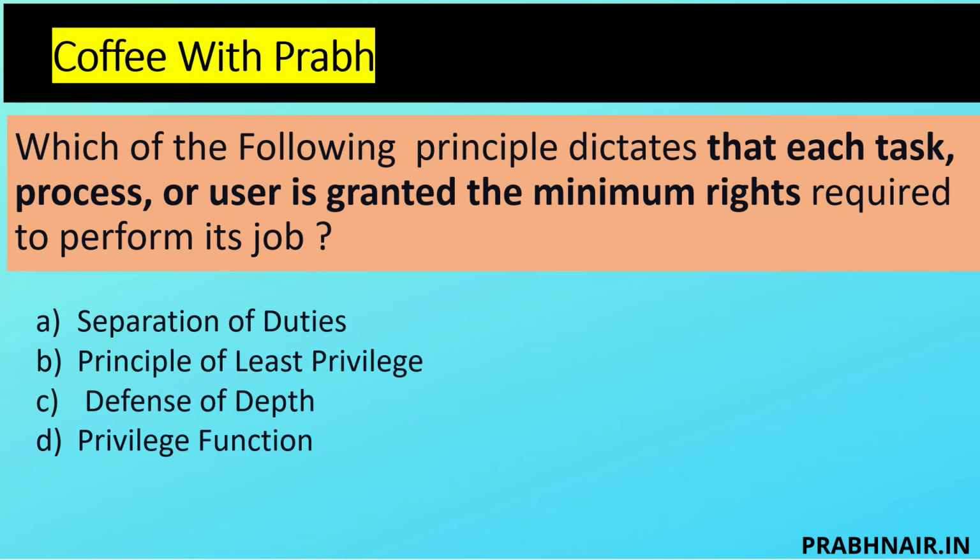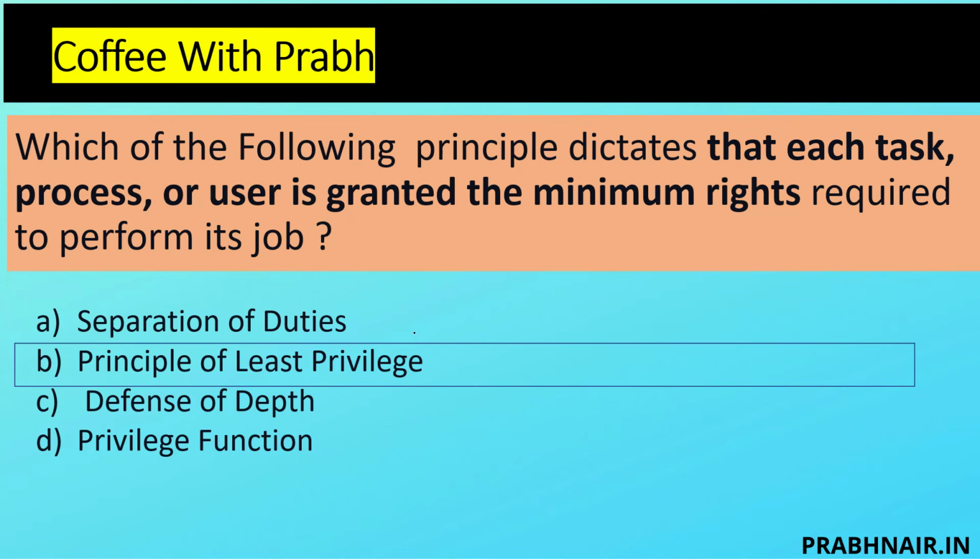Defense in depth is a layer of control. Privilege function is more about privilege activity. So here the answer is the principle of least privilege. Okay, that's the answer, B for beta. Let's move to the next question.